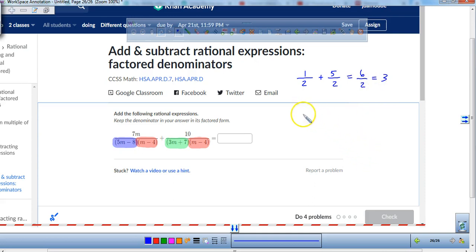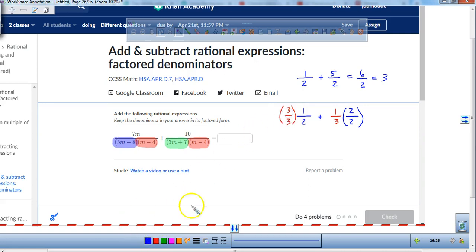All right, but if I had two different denominators, like 1/2, and I was trying to add 1/3, well, I can't add these because these don't have the same denominator. Well, what does this denominator have that this doesn't? It has a 3. So what does it need? It needs a factor of 2. And this one needs a factor of 3.